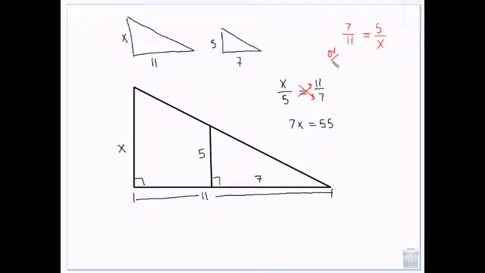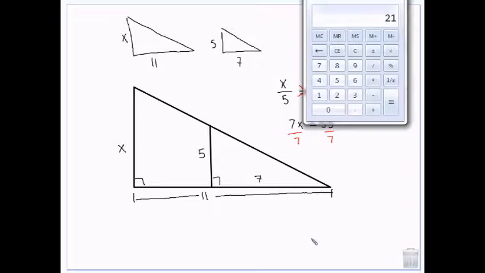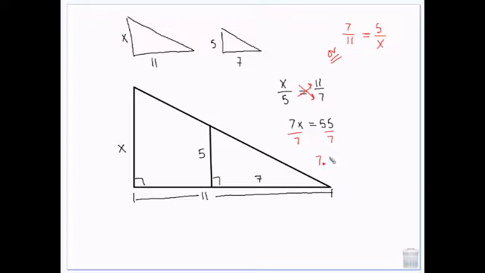You could do it that way if you wanted, but you can't just combine them. So when you cross multiply and then you divide by 7, you get 7.86 or something like that. We're going to have to round because it's not perfect. So X equals 8. No, we'll keep it a decimal, because it's not a perfect whole number ratio.